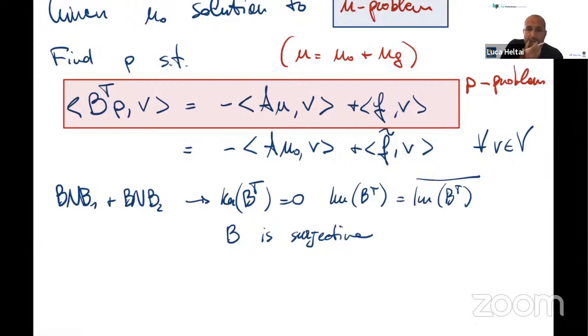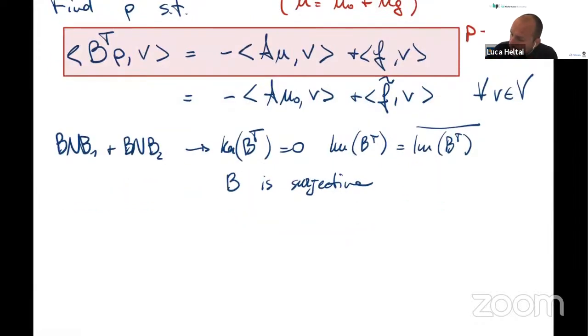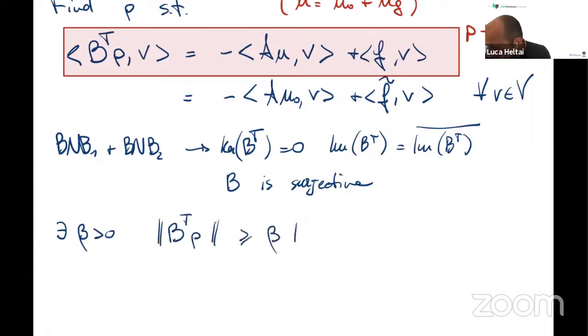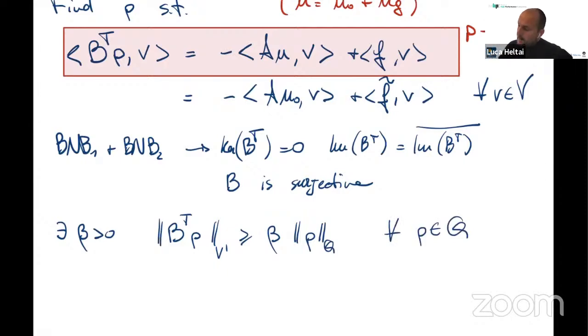And in particular, what we have seen so far is that all of these things are equivalent to the following property. There exists a beta greater than zero such that the norm of B transpose P is greater or equal than beta norm of P. And this B transpose P is in V prime, and this is beta norm of P in Q, for each P in Q. Okay.